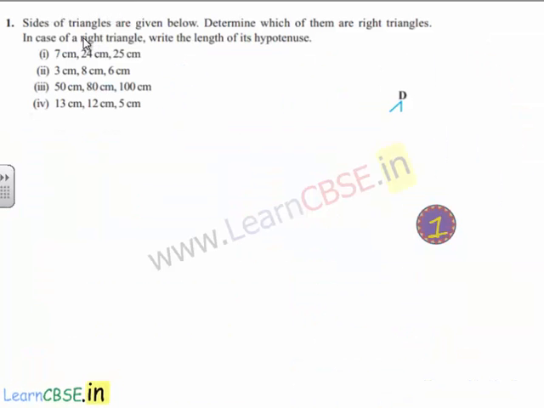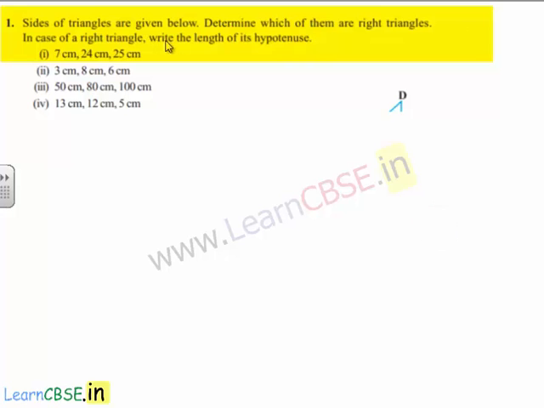Moving on to the first sum: the sides of triangles are given below. Determine which of them are right angled. In case of a right angle triangle, write the length of its hypotenuse. Now, moving on to the solution for the first bit of the first problem.